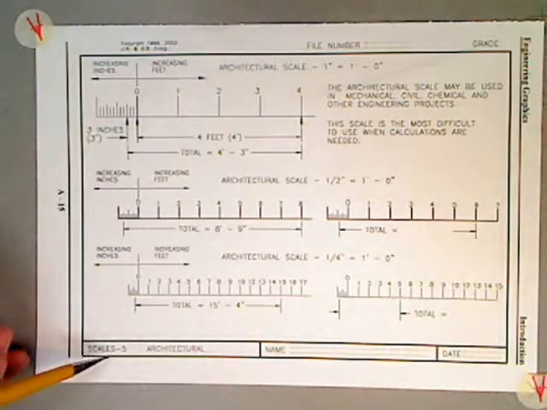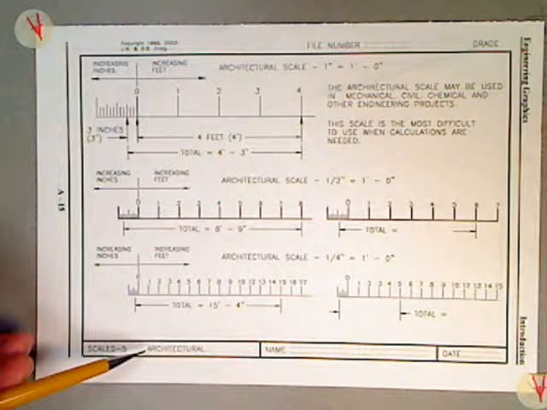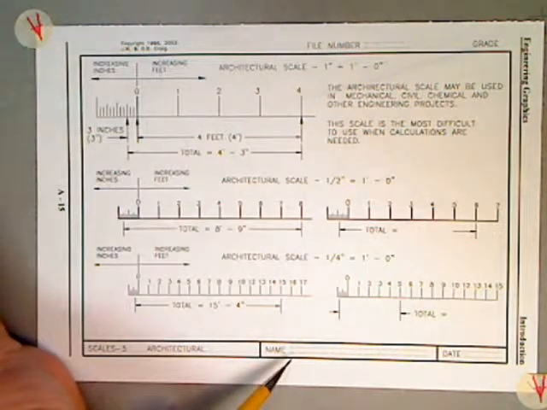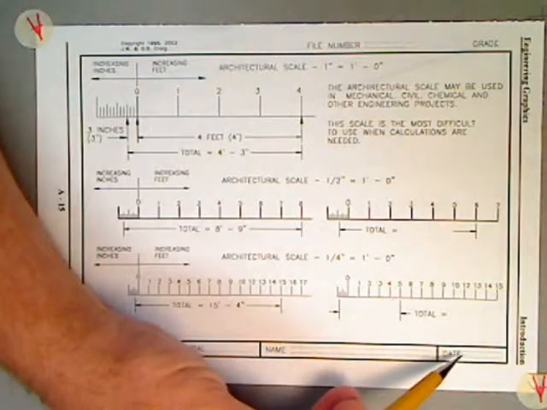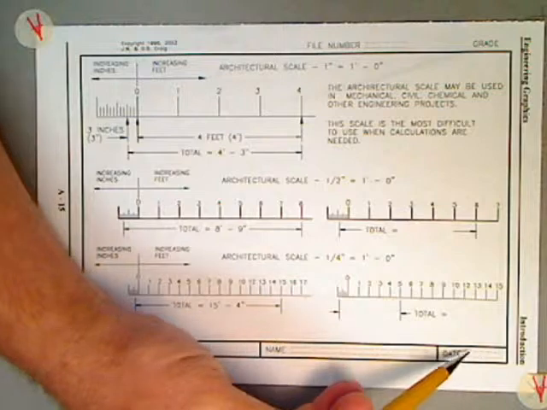This is Scales 5, on architectural scales. Place your name here, print it, your last name, and place your date of completion here when you finish it.